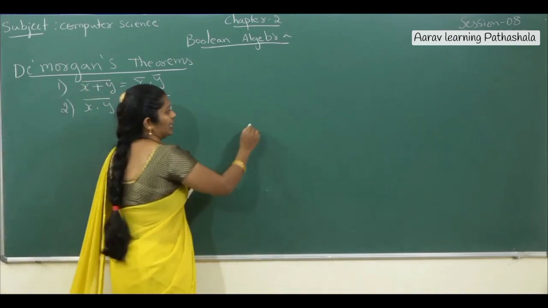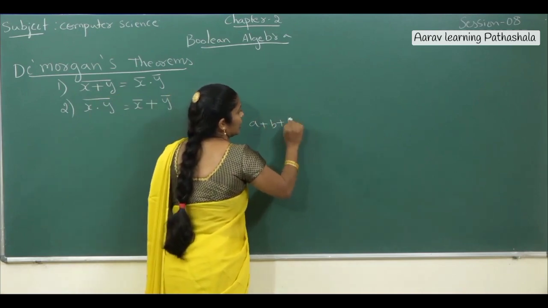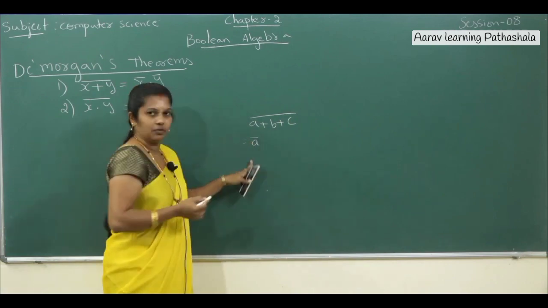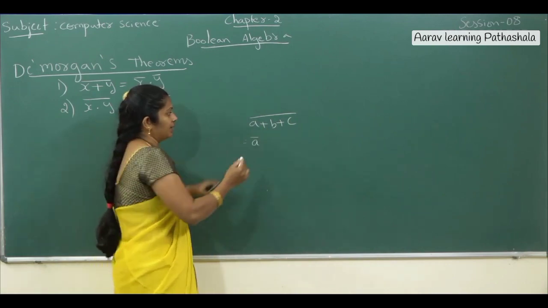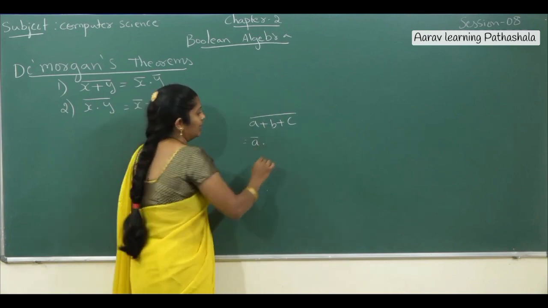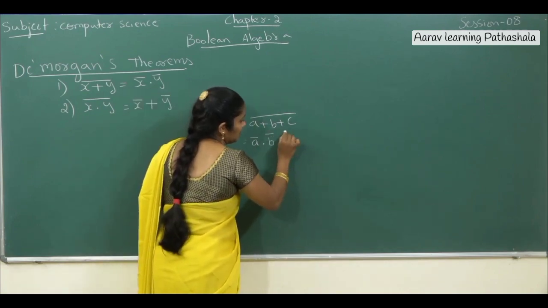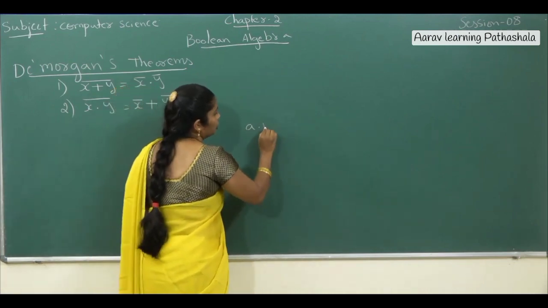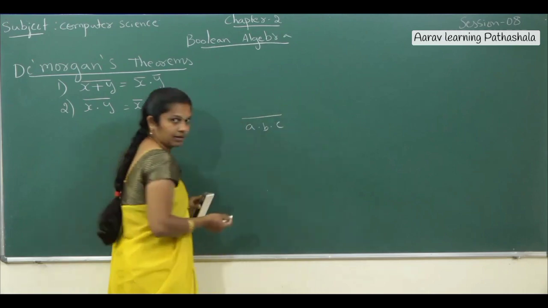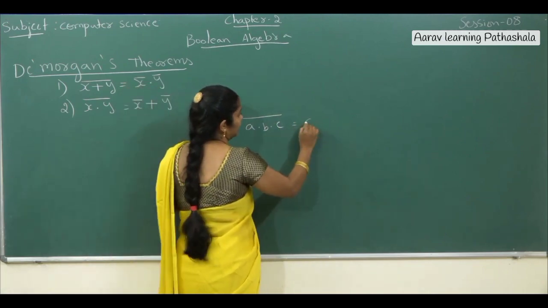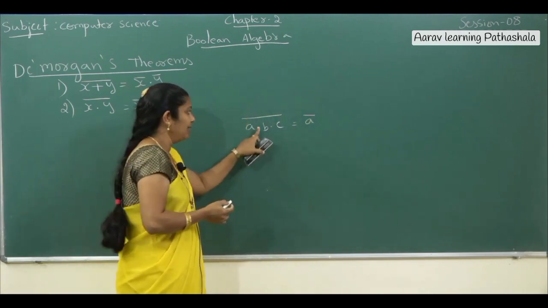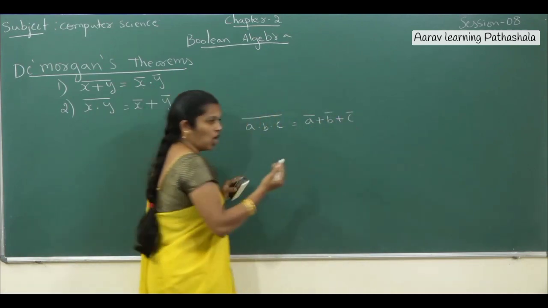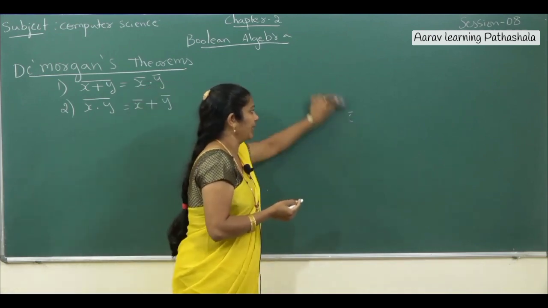If you have 3 variables, for example a plus b plus c whole bar, then by De Morgan's theorem we write a bar, individually complemented, and the plus operator is replaced by the dot operator, then b bar dot c bar. Like this we will perform. For example, if I have a dot b dot c whole bar, then by De Morgan's theorem we can write a bar individual complement, and the dot is replaced by plus, b bar plus c bar. However many variables we want, that many variables we can take.